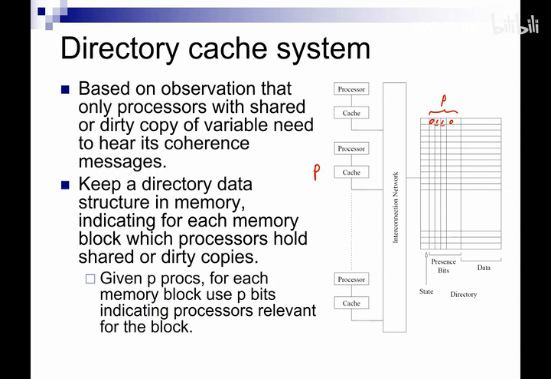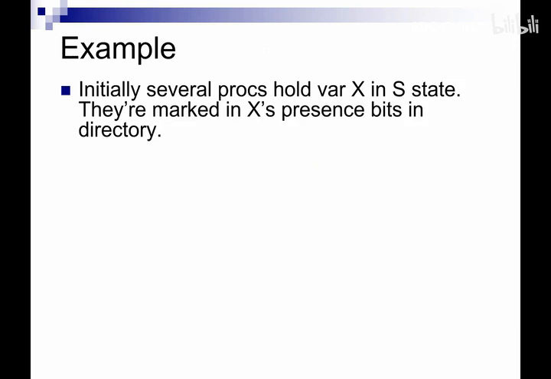So let's do an example of how this works. Suppose we currently have several processes that have a variable x in the shared state. Then these processes would have their presence bit set in the directory, so they would be marked in the directory.